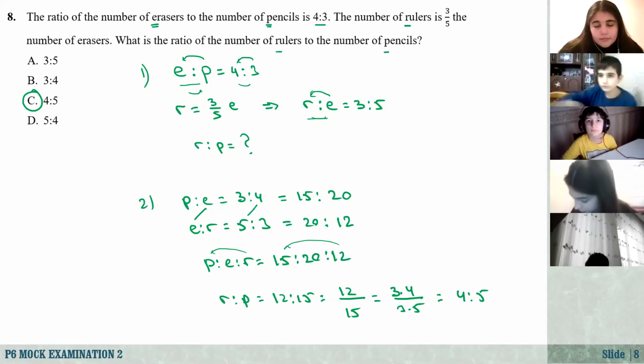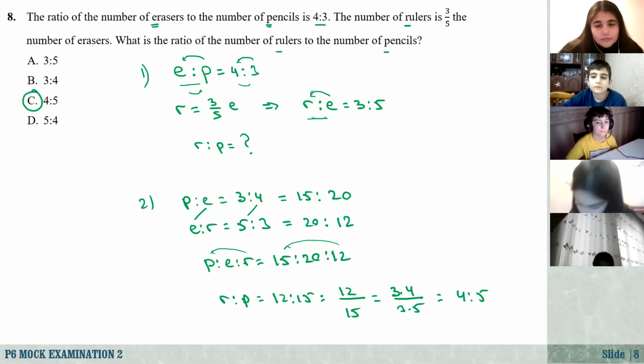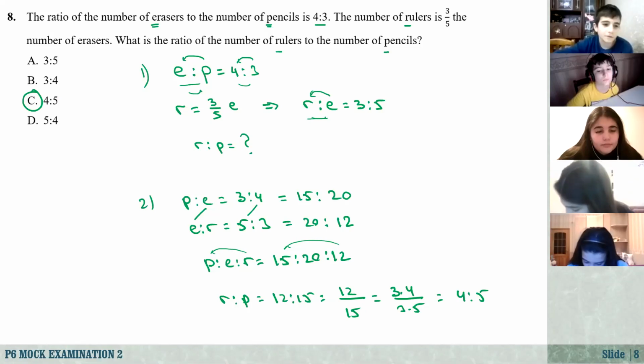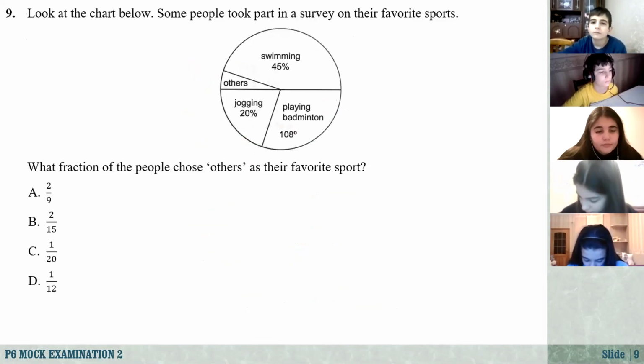Okay, Elmira, any questions? No. All right. Guys, if you have any question, if you don't understand any step, just stop and we can discuss more.